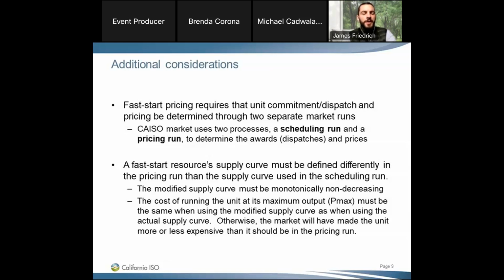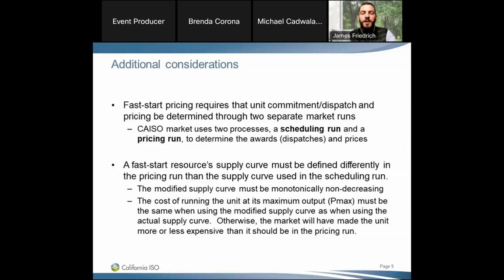Second, a fast start resource's supply curve must be defined differently in the pricing run than the supply curve used in the scheduling run. That's because, again, in the scheduling run, you want to make sure that the supply curve being used considers the resource's actual operating characteristics, but the supply curve used in the pricing run is modified to extend the fast start pricing features into the market pricing. So two sub-bullets on that point. One is that the modified supply curve used in the pricing run must continue to be monotonically non-decreasing.